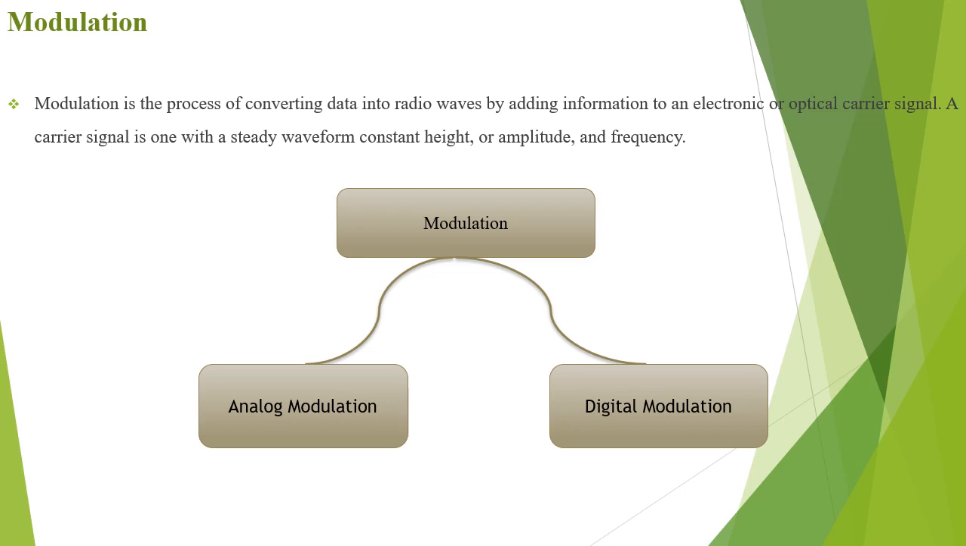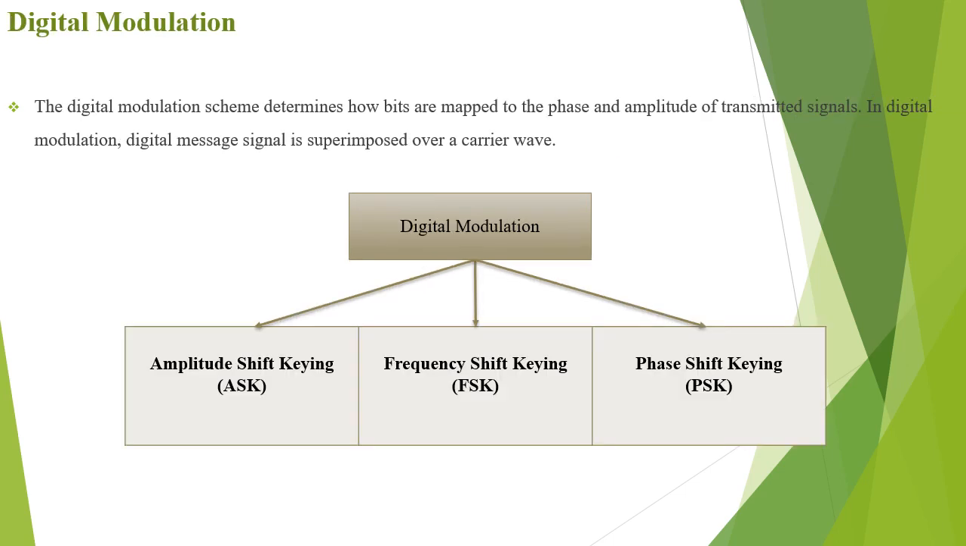There are two types of modulation. The first one is analog modulation. In this type, a parameter of the carrier is continuous in accordance with the input analog signal. The second one is digital modulation. In this type, a parameter of the carrier is discrete. Digital modulation can be considered as digital to analog conversion and the corresponding demodulation as analog to digital conversion.